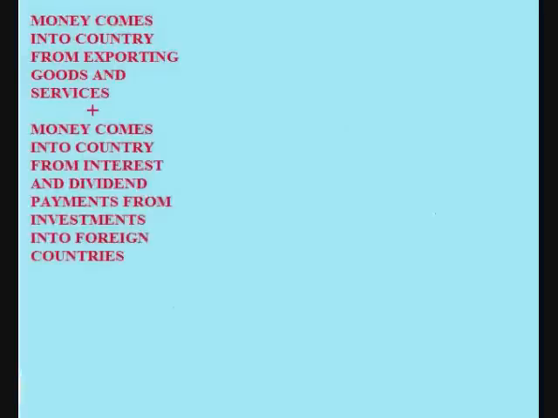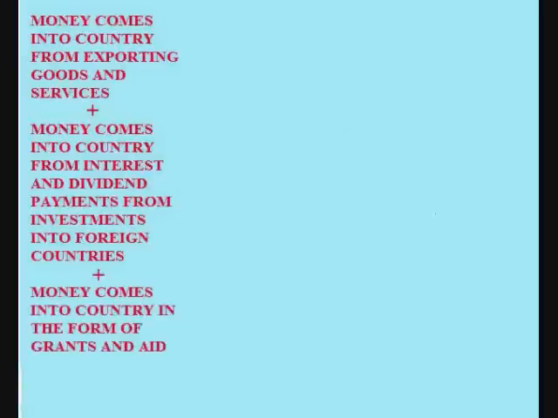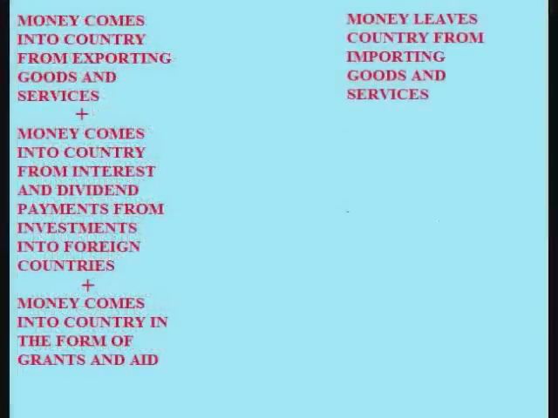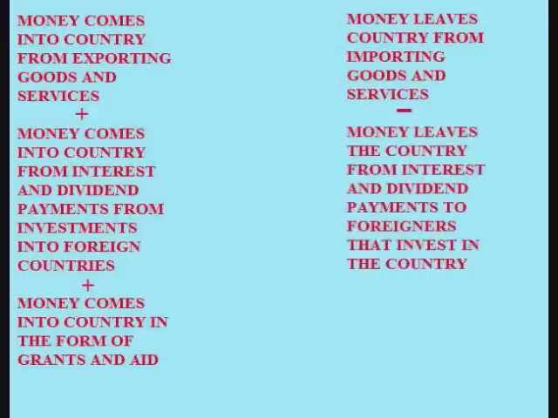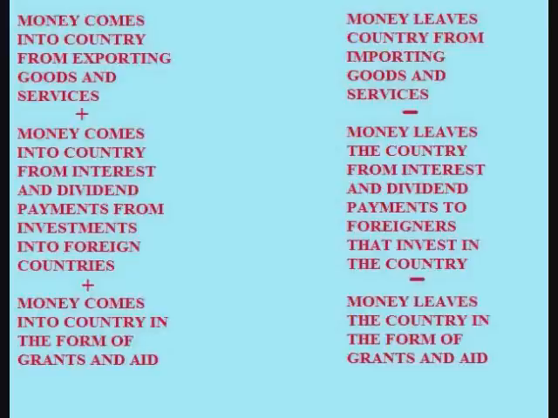To calculate the current account balance, you take the total amount of money that comes into a country from exporting goods, and add to that the money that comes in from dividend and interest payments from investments in foreign countries, and add to that the money that comes in from grants and aid. Then you take that total and subtract the money that is paid out from importing goods and services. You subtract the interest and dividends that are paid out to foreigners that are investing in the country, and you subtract the money that is given to foreign countries in the form of grants and aid. The total is the current account balance.